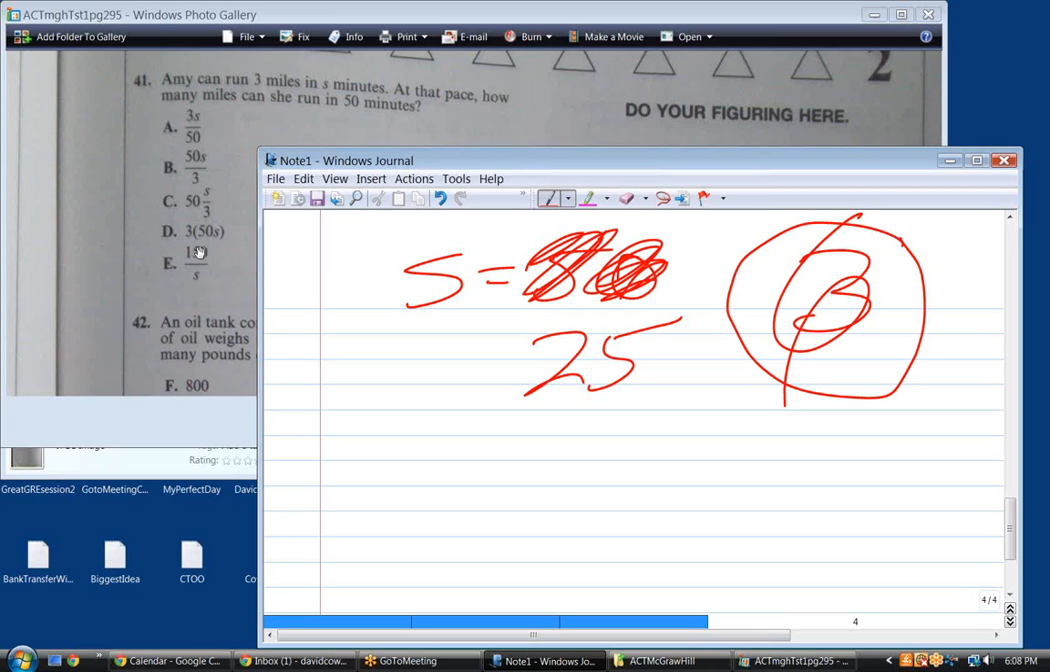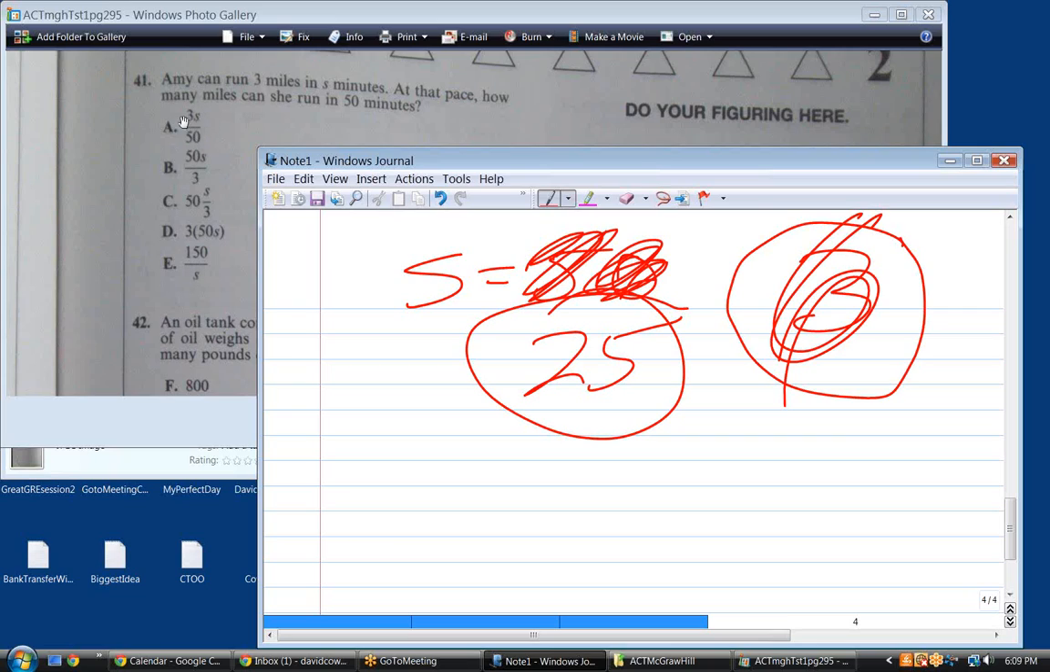So to determine which one is actually correct, go back and pick a different number. I went back and picked 25 instead of 50, because that's a real easy number to figure out the answer. I know that if she's running in half the time, she's going to do twice as many miles. So she'll run 6 miles if she did the first 3 in 25 minutes.